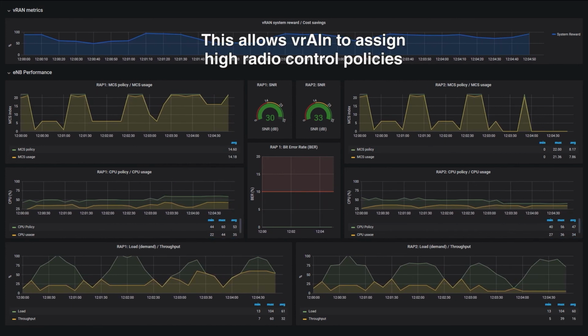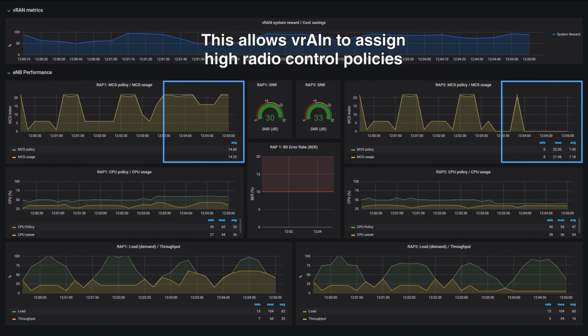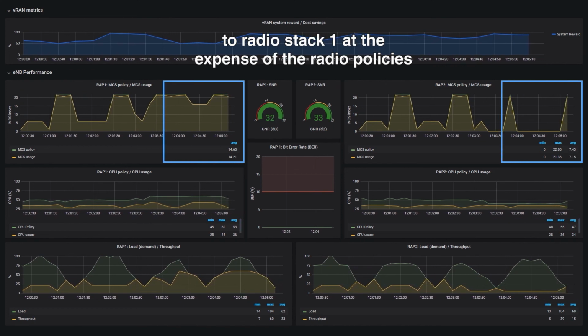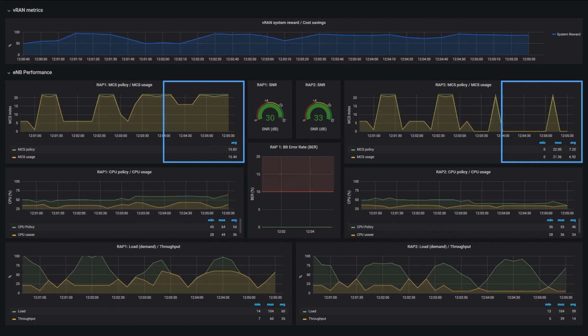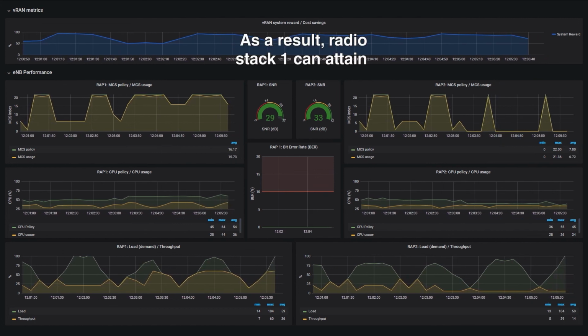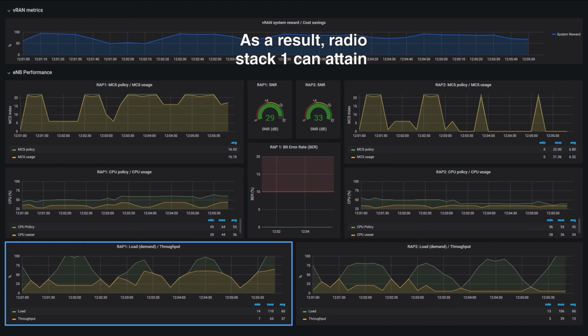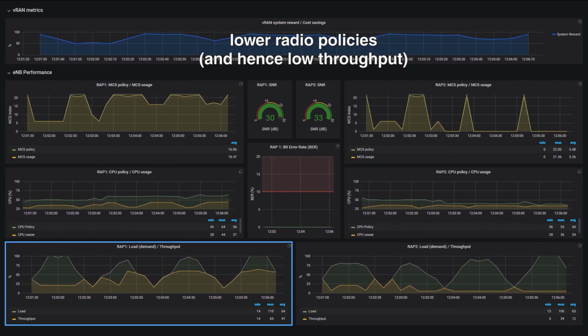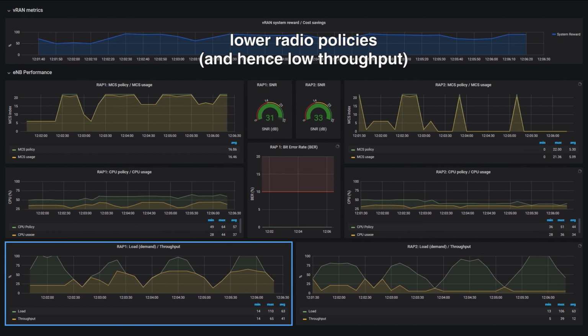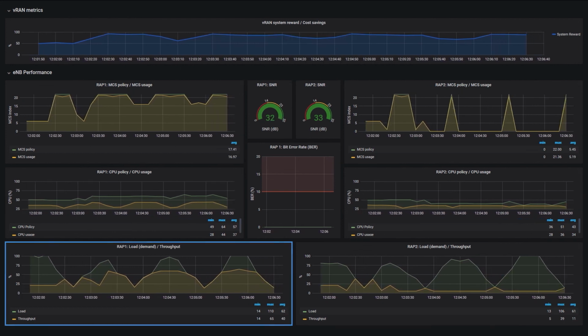This allows vrAIn to assign high radio control policies to radio stack 1 at the expense of the radio policies imposed to radio stack 2. As a result, radio stack 1 can attain higher throughput than earlier at the expense of lower radio policies and hence low throughput in radio stack 2.